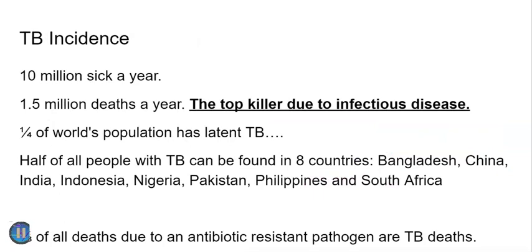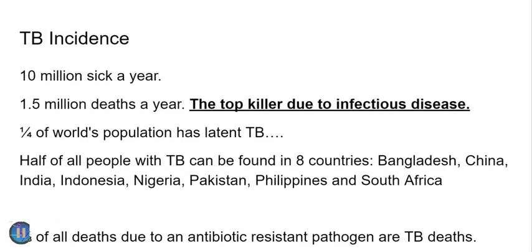So in terms of incidence, there's a lot of information about TB on the World Health Organization site, and you can get there also through the US CDC. There are about 10 million people who get sick from tuberculosis in any given year. There are 1.5 million deaths per year on average, and tuberculosis is in fact the leading killer due to infectious disease today. This is today, currently.